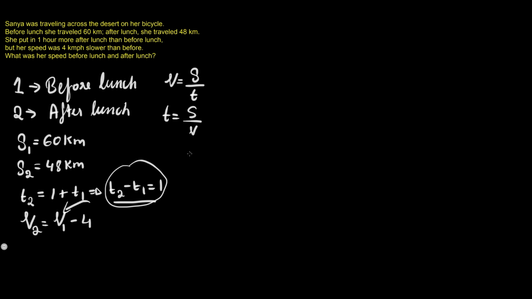So what is T2? T2 should be S2 by V2. V2 is V1 minus 4. So what is my S2? It's 48, divided by V1 minus 4. Now we have to subtract to get T1. What is T1? That's S1 by V1. What is S1? That is 60, divided by V1 itself. That's giving me a difference of 1 hour. Cool. Now we have to find V1.